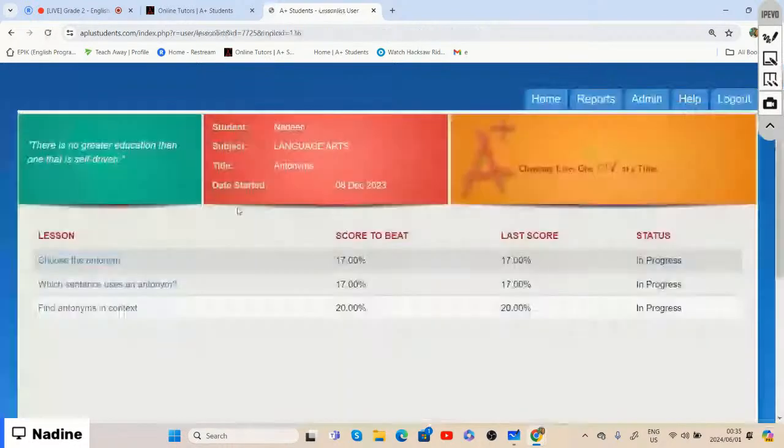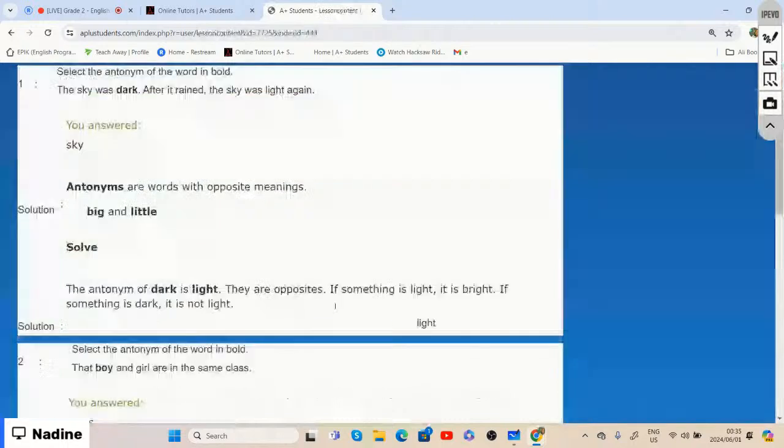right? And then we're going now to finding antonyms in context, right? And once again we said antonyms are words with opposite meaning, right? If it's not big, then it's little. If it is not in, it is out. If it's not up, it's down. If it's not before, it's after. If it's not day, it is night, right? But it is opposites. So now we need to select the antonym in the word that is bold, right? So the antonyms of the word that is bold.